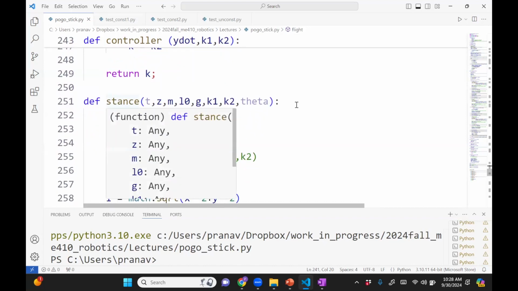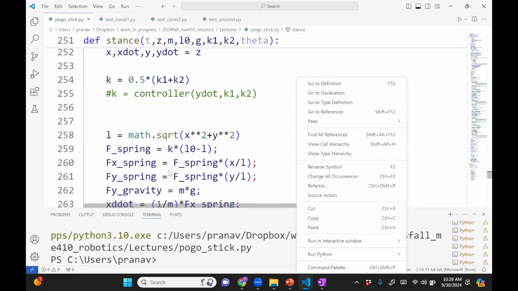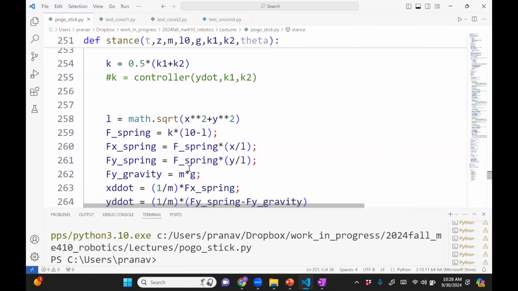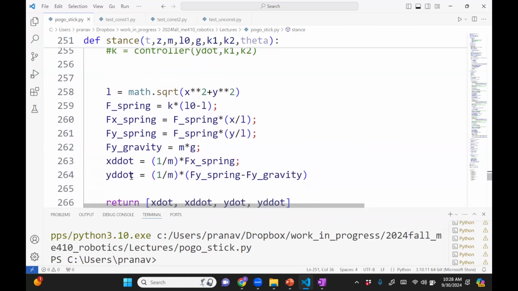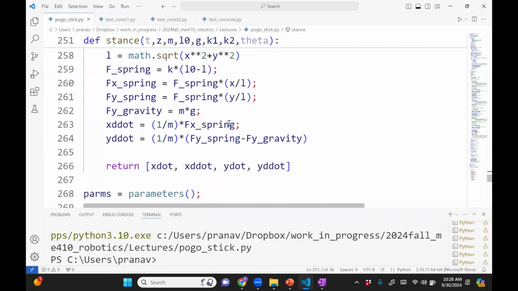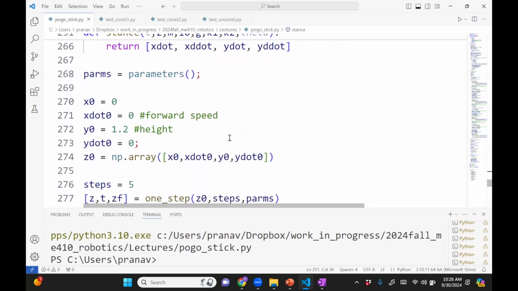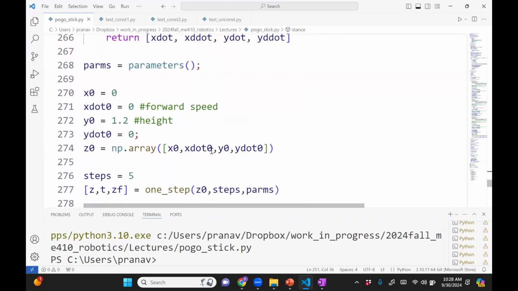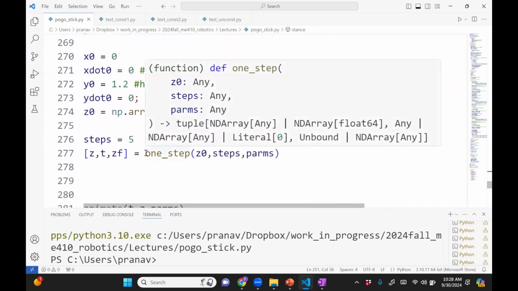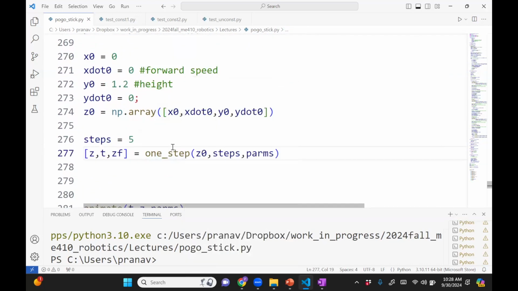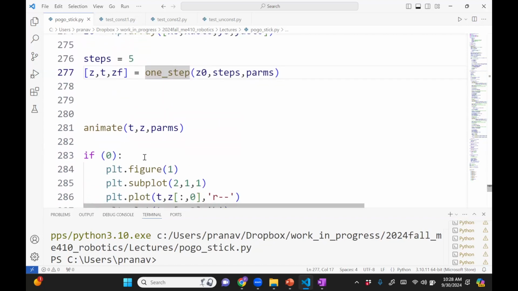For the stance phase, what I do is take the spring force and apply it to acceleration. Essentially it's the same thing I derived; I just broke it down this way so it's easy to understand. Those are all functions, but the main code is essentially calling one step right here for 5 steps. So it just runs 5 steps in the animation.